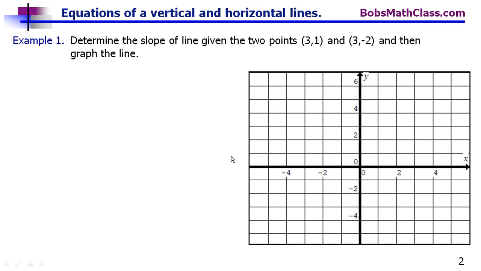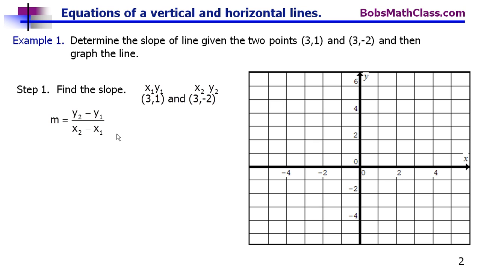Here's our first one. Determine the slope of a line given the 2 points 3, 1 and 3, -2, and then graph the line. Okay, so let's first determine the slope. That's our first step. So we're going to find the slope of 3, 1, 3, -2. This is our x1, y1, x2, y2. Do you remember the formula for the slope given 2 points? Yeah, of course you do. M equals y2 minus y1 over x2 minus x1.